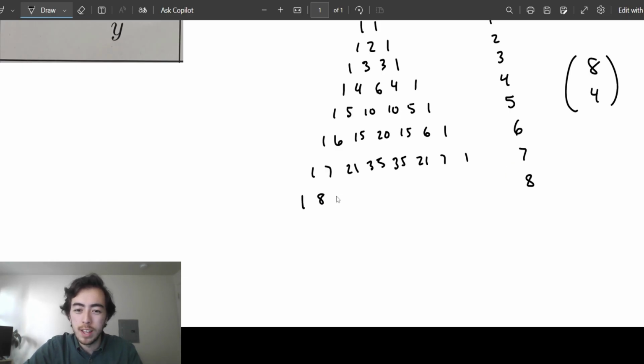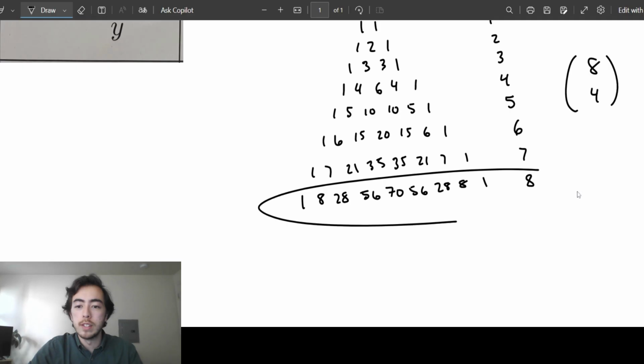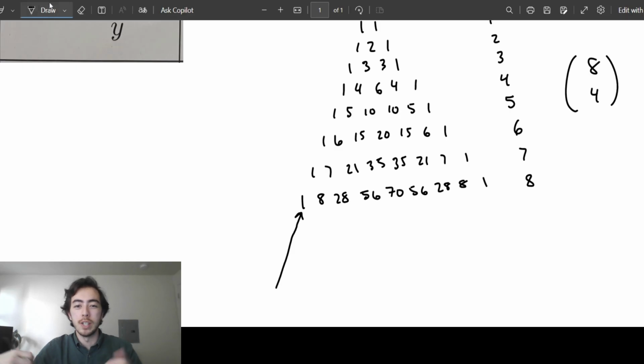That's going to be 1, 8, 28, 56, 70, 56, 28, 8, 1. And as we work our way in, this is the 8th row, and I want to consider this like the 0th diagonal, because again, it represents me choosing nothing. And then this is the 1st diagonal. This represents me choosing one of my 8 objects.